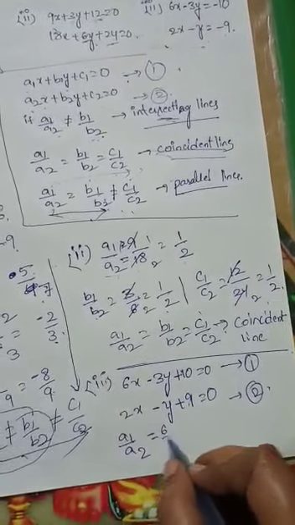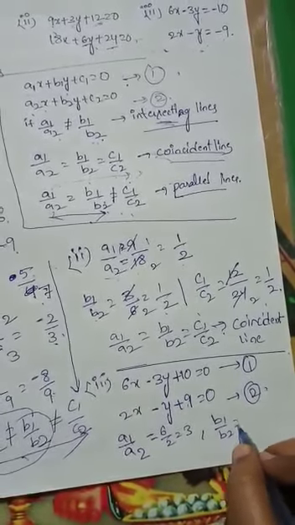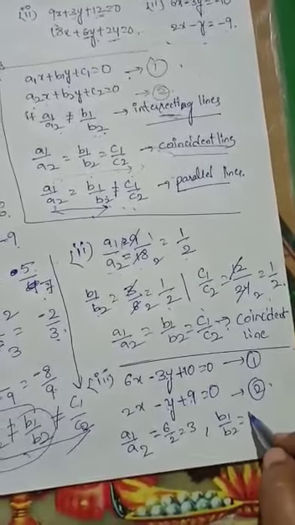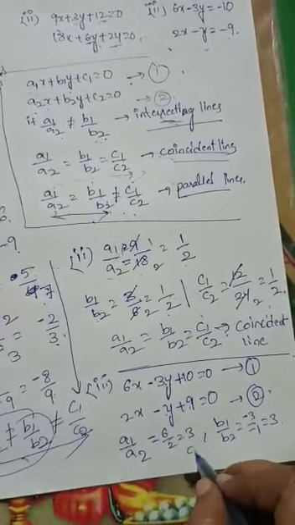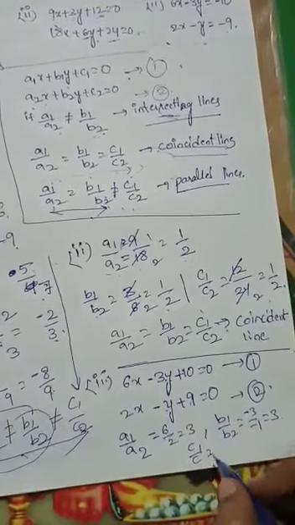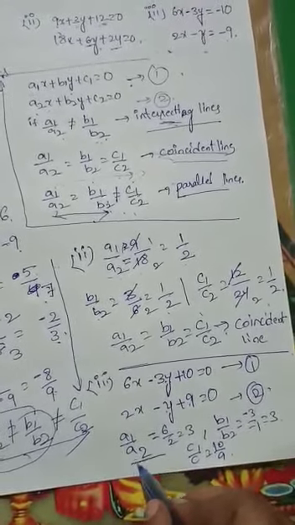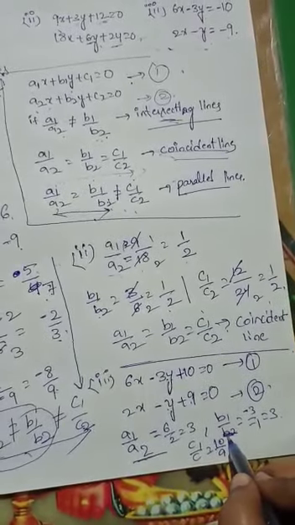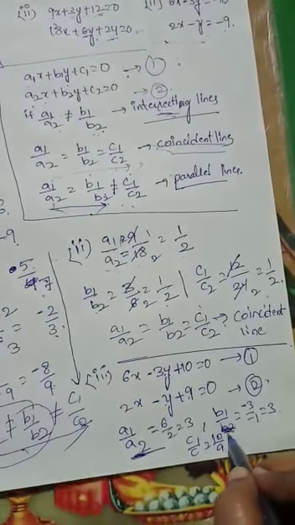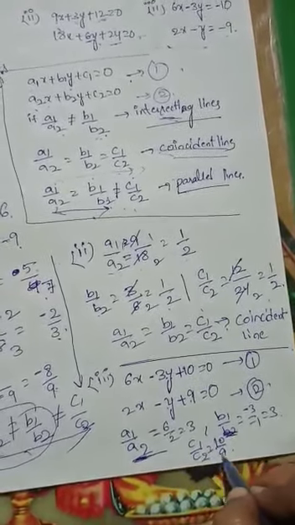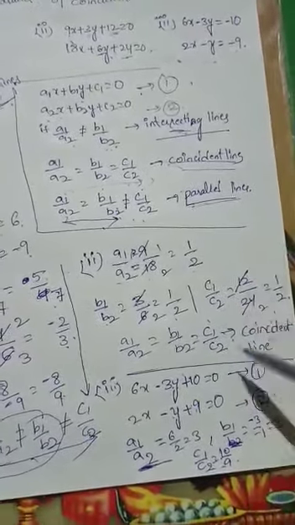a1 by a2 is 6 by 2, which is equal to 3. b1 by b2 is minus 3 by minus 1, which is equal to 3. c1 by c2: what is its value? 10 by 9. See these ratios: a1 by a2 equal to b1 by b2. Here two ratios are equal, a1 by a2 equal to b1 by b2 not equal to c1 by c2. So these lines are parallel lines.